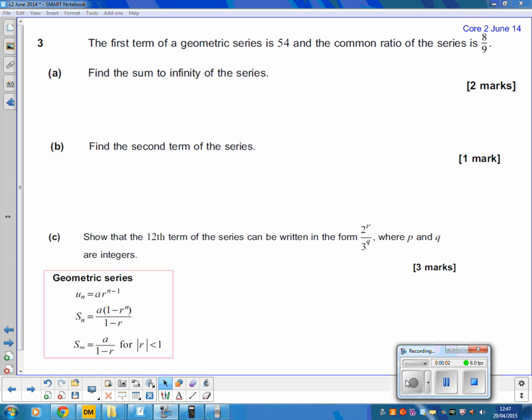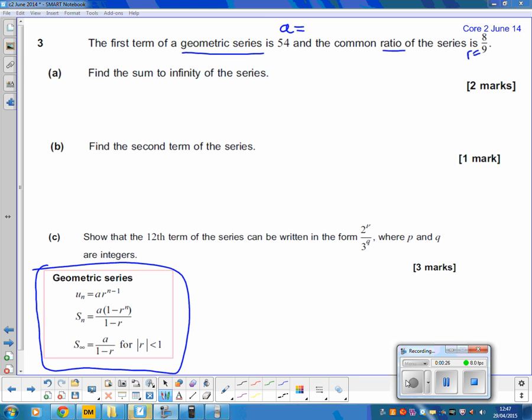Right, the beginning of question 3 is a standard question about geometric series. It tells us in the question the first term, which in the formula we give letter A, and the common ratio, which has letter R. As soon as I see it's a sequences and series question, I turn in my formula book to the section on the series, which I've written down here.